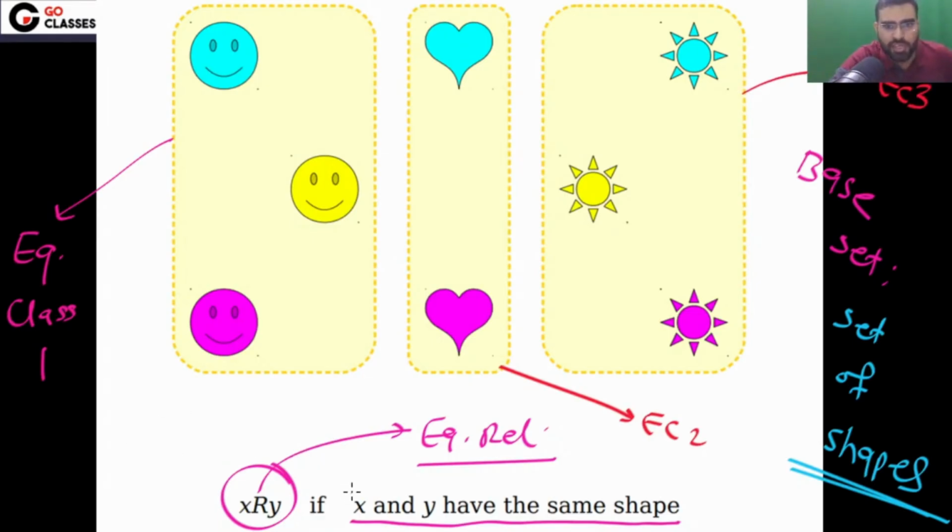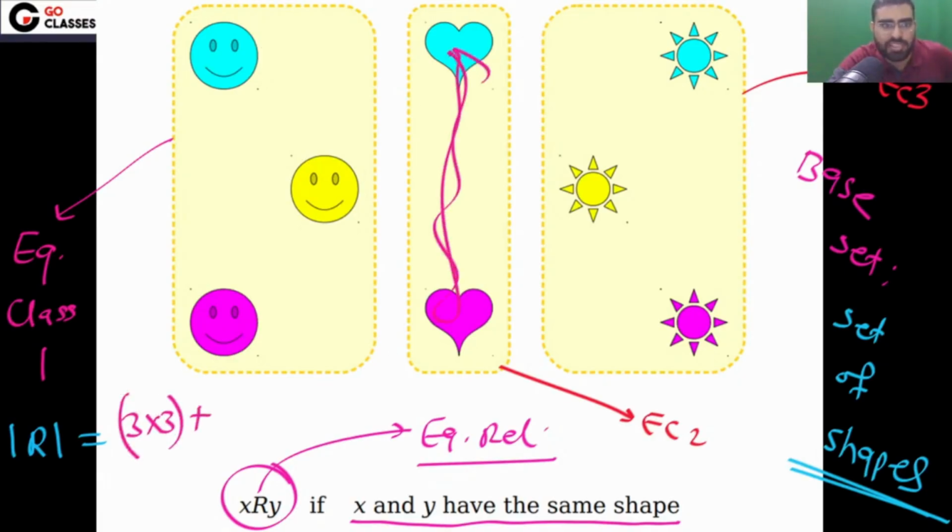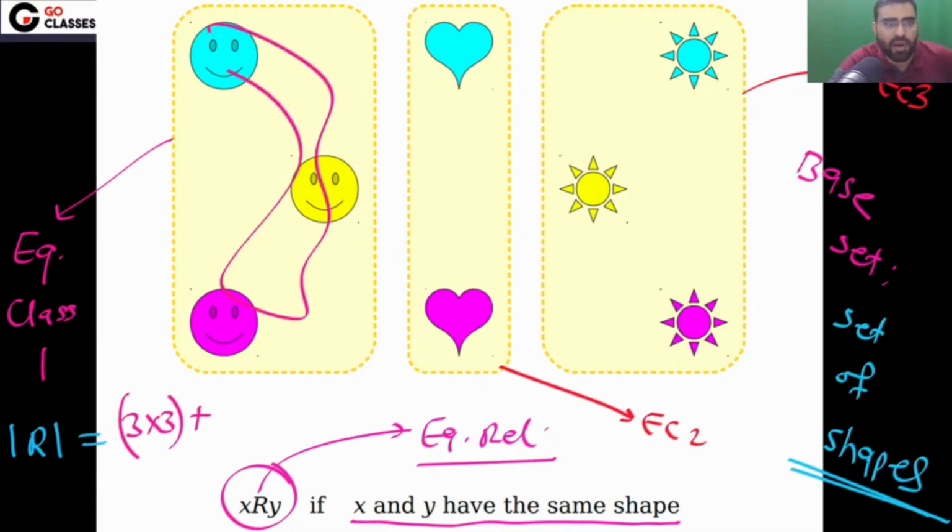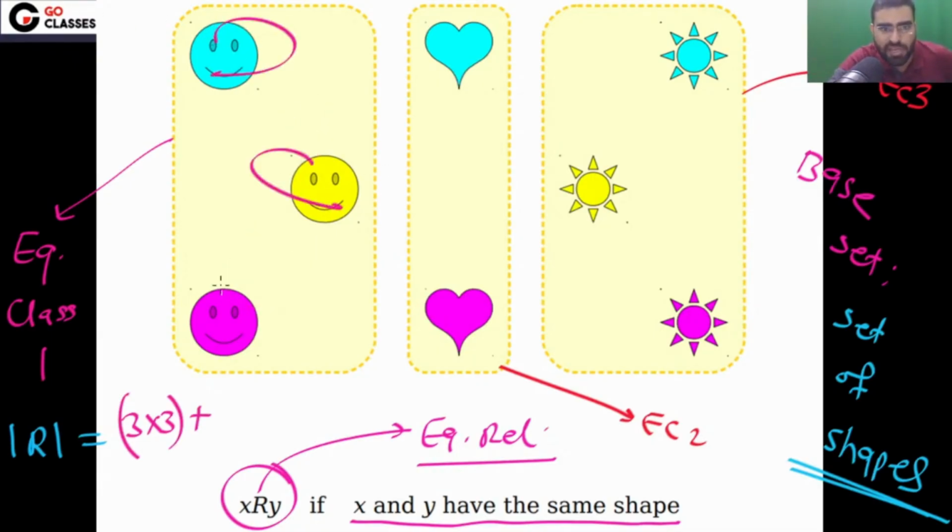What is the cardinality of this relation R? Can you tell me? You can notice every element here will be related to itself. So from here you will get 3 into 3, 9, plus every element will be related to itself. Here you will get 9. Why? Because it will be related to itself, and then to each of the others in the class.